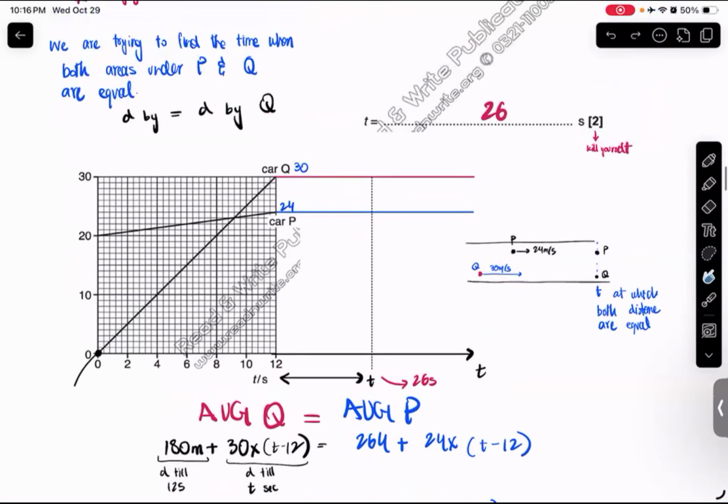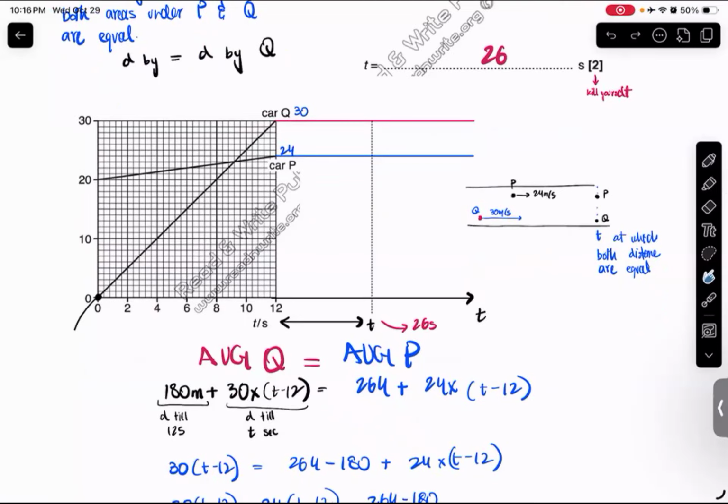At time t, or at 26 seconds, you figure out that the distances traveled by both of these cars are going to be exactly the same. They're going to be the same, which means that both of them are going to be together at that point. And after that point, the faster car will obviously overtake the other car.